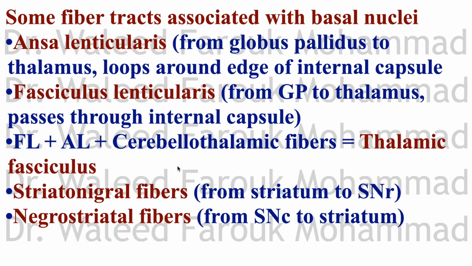Also, we have a bunch of fibers called the striato-nigral fibers from the corpus striatum, which is the anterior part of the putamen and the caudate nucleus, to the substantia nigra reticulata, which is the anterior part of the substantia nigra. Nerve fibers also run from the substantia nigra compacta, which is the posterior part of the substantia nigra in the midbrain, to the striatum in the opposite direction.